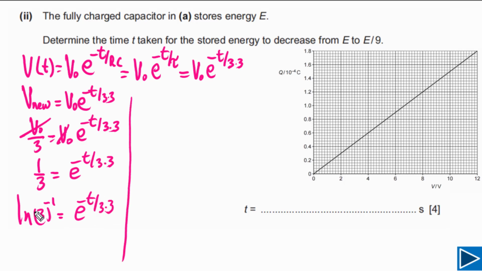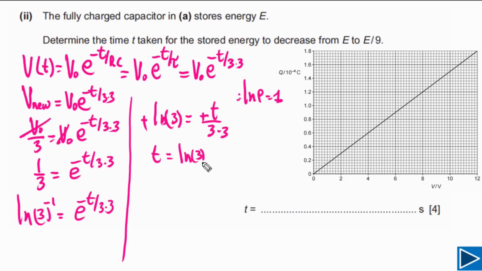Now if we simplify this log, the negative comes in front of the log, so this is ln of 3, equal to negative T over 3.3, because ln of e is 1. So let me write here ln of e is equal to 1. So this negative we can cancel with the negative. So T from here is simply equal to ln of 3 multiplied by tau, and our final answer in this case will be 3.6 seconds up to 2 SF. So if you have done this working, you will get 4 marks for this question.